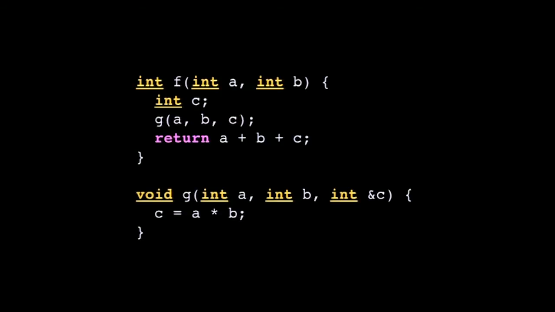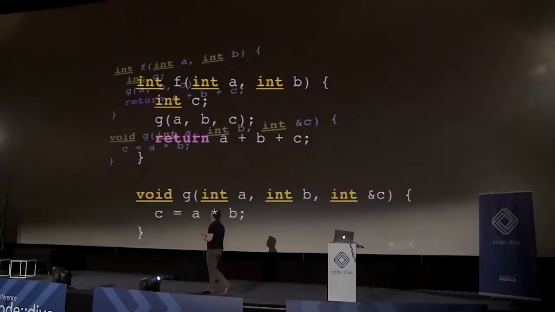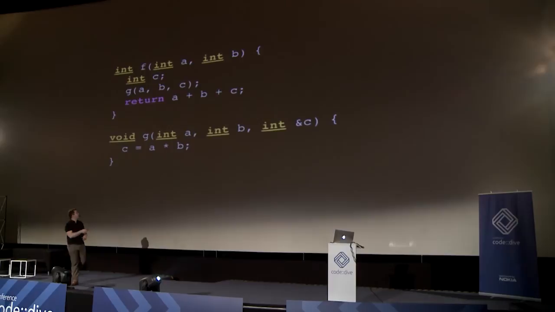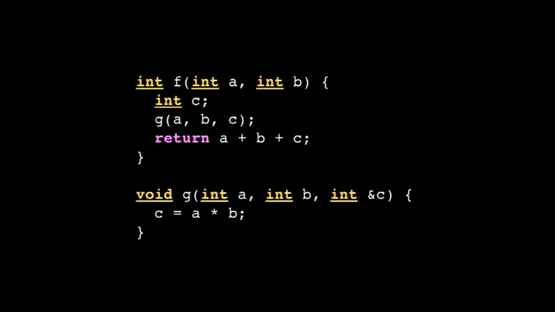All right, so we have these two functions, really straightforward functions here, right? We have f and g. We declare an integer c here, right? We call g with a, b, and c. C is an output parameter, right? We store the value of a times b into c. Makes sense as C code, right?